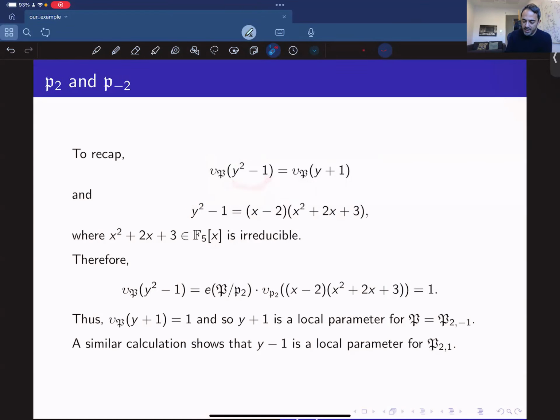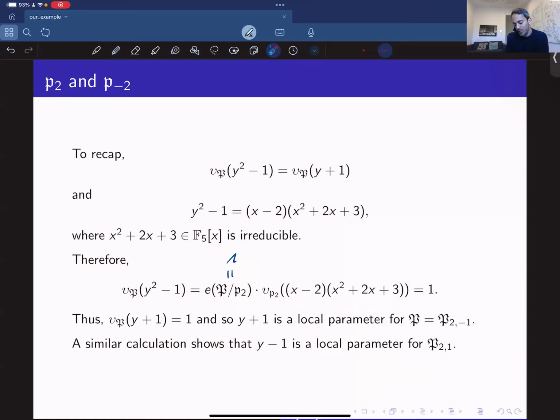So to recap, we know that the valuation that we care about is this thing. And the expression here, in terms of x, is x minus 2 times x squared plus 2x plus 3. So therefore, the valuation of y squared minus 1 at capital P is the ramification index of capital P over P2, which we know is 1, because Kummer's theorem told us that everything has ramification 1 in this case. So that's just 1, times the valuation of this expression, but at small P2.